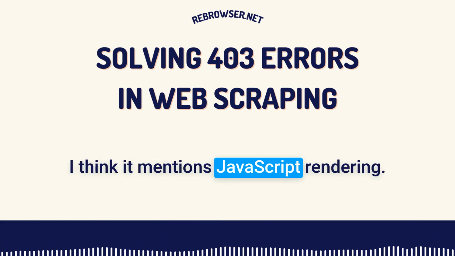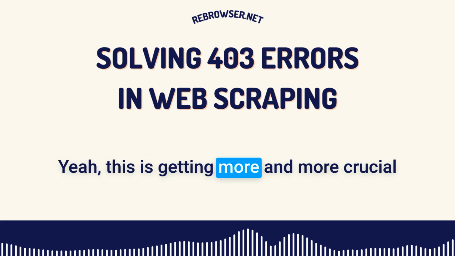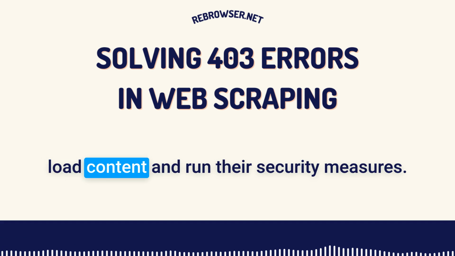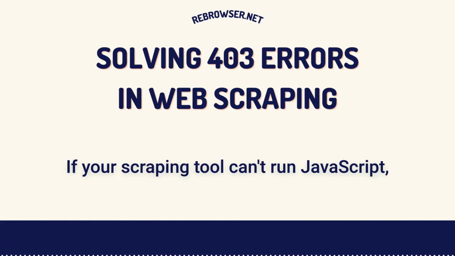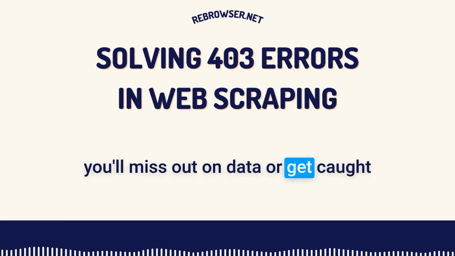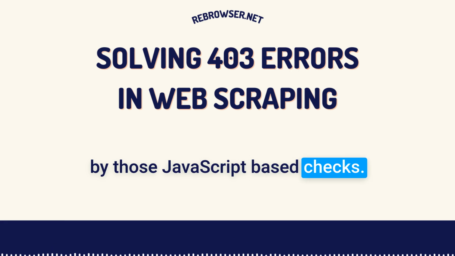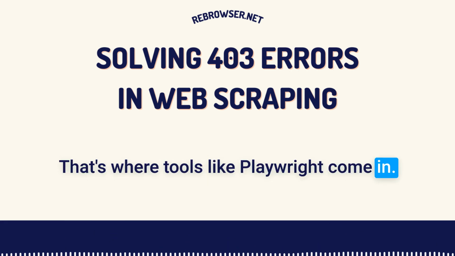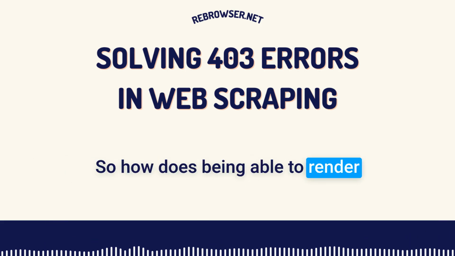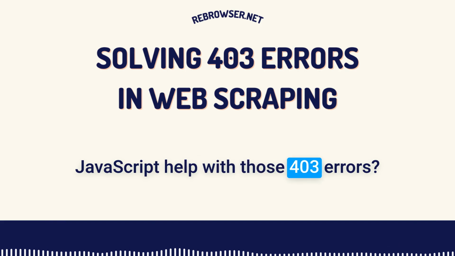I think it mentions JavaScript rendering. Yeah, this is getting more and more crucial because so many sites use JavaScript to load content and run their security measures. If your scraping tool can't run JavaScript, you'll miss out on data or get caught by those JavaScript-based checks. That's where tools like Playwright come in. The guide actually gives a code example for this. So how does being able to render JavaScript help with those 403 errors?